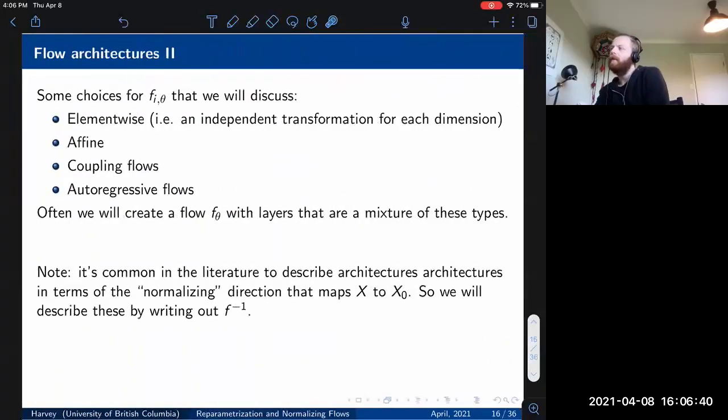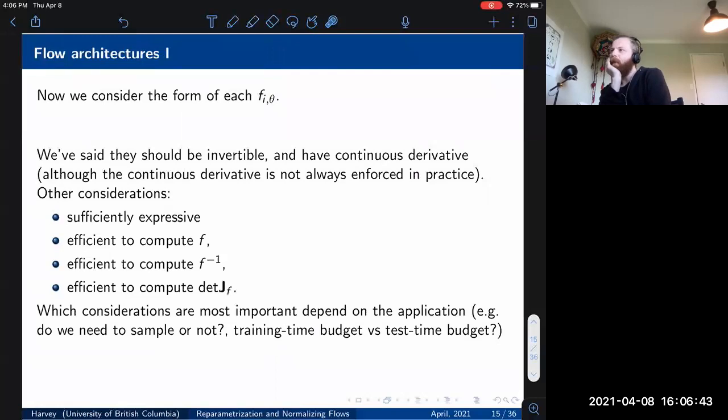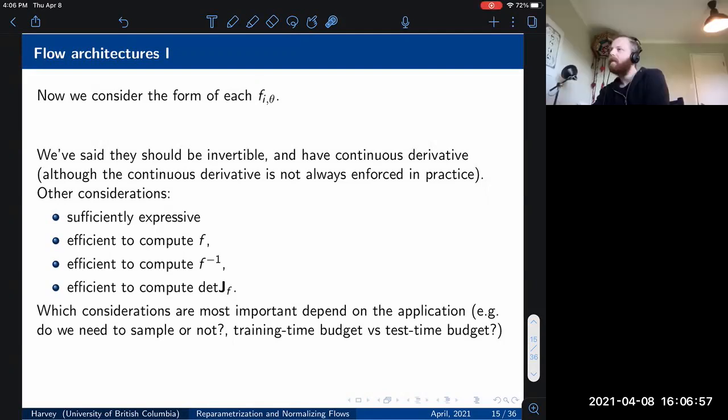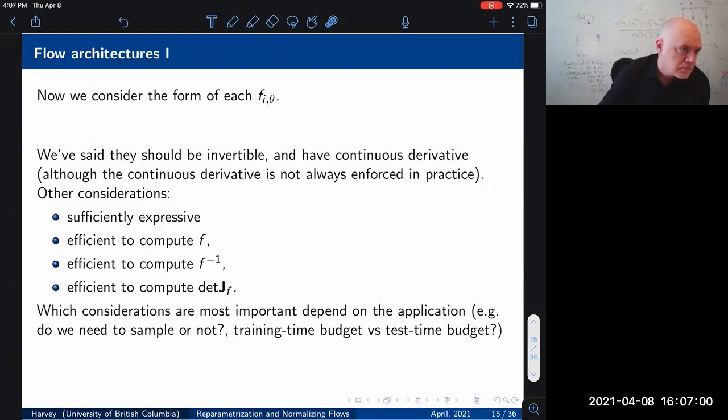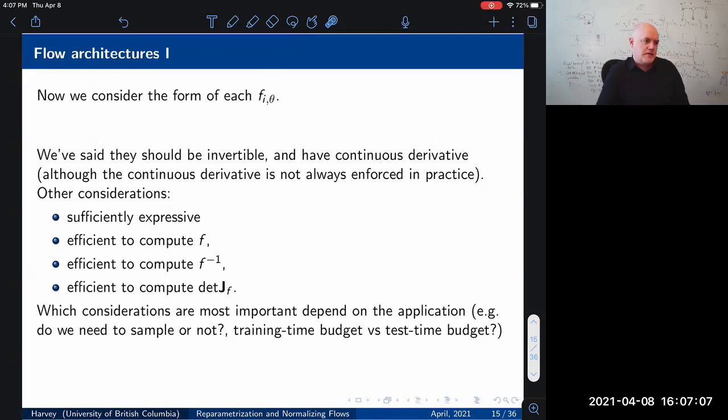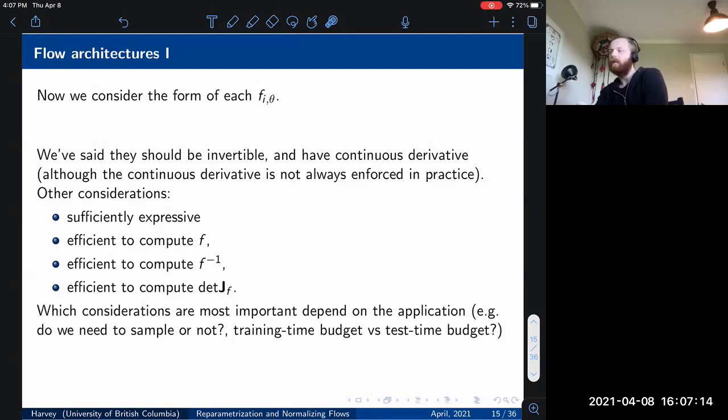Can I ask you a quick question? Sure, yeah. Can you tell me a quick application where you would not be interested in sampling at all? There must be some, but I just can't think of one. That's a good question. I think essentially just density estimation. Exactly. If you just want to do density estimation, if you want to do outlier detection or something like that, you don't care about sampling. You just want to be able to evaluate the probability of something, right? Okay, yeah, that's fair.